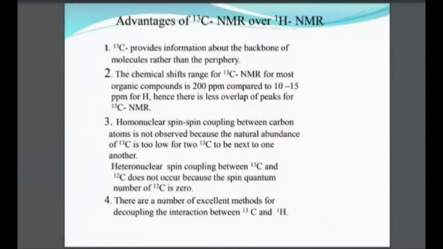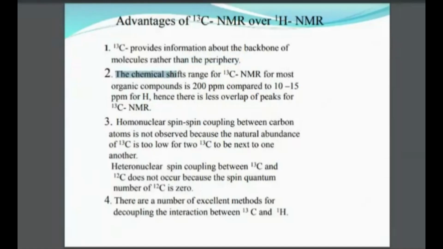Okay, I will read out the first point. C13 provides information about the backbone of the molecule rather than the periphery. H1 gives you information about the periphery of the molecule. C13 gives the information about the backbone of the molecule. So this is the first advantage.